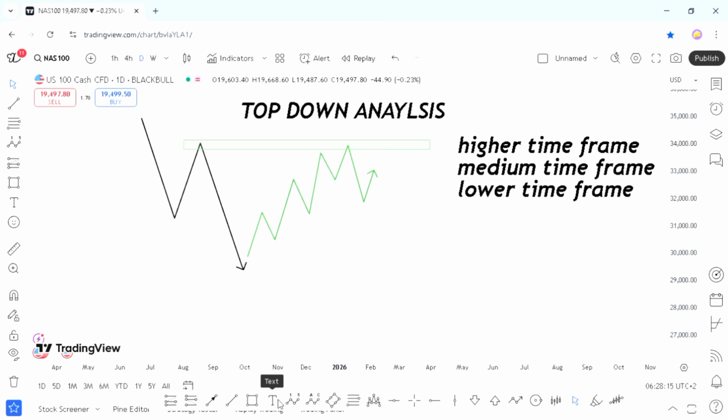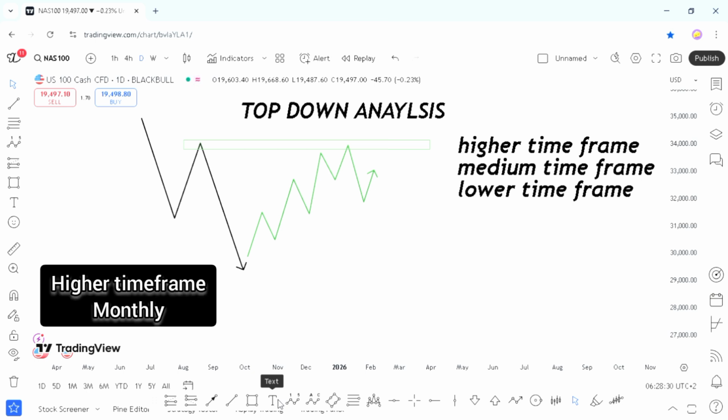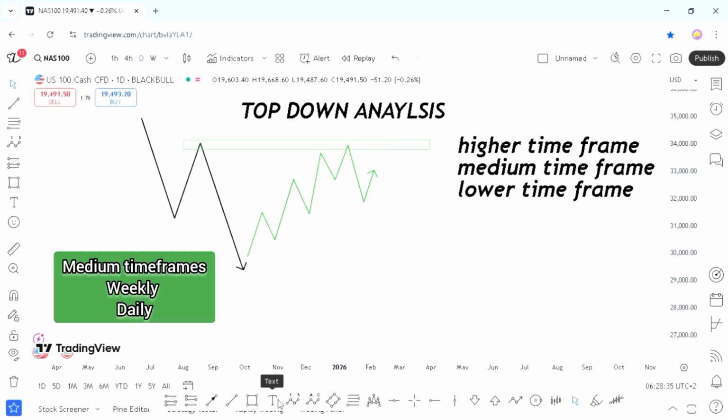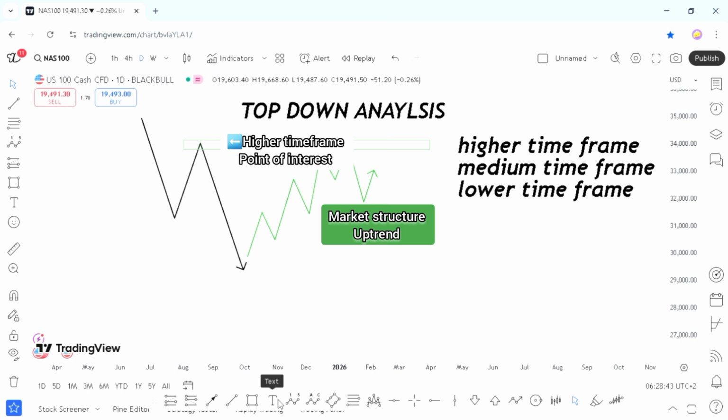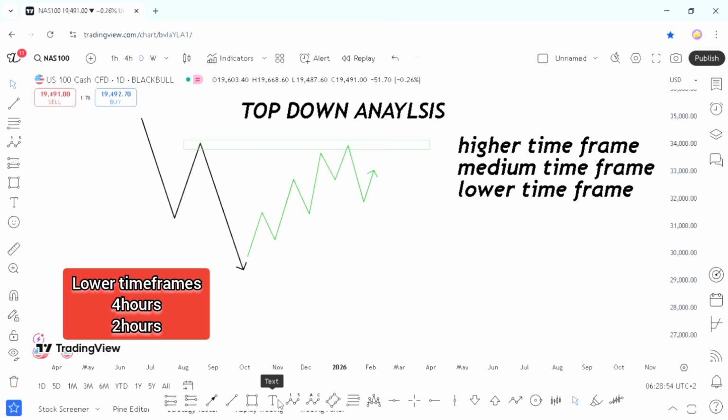So moving on, if you are a swing trader, you are going to look to hold your trades for a week, for a month. Here are the time frames that you need to consider. Firstly, you need to consider the monthly time frame to see where price is heading to. Then you go down to your weekly time frame and the daily time frame to map out the market structure and your points of interest. Now where you will be looking for your entry point confirmations or trying to find entries is on the 4 hour time frame or the 2 hour time frame, guys.